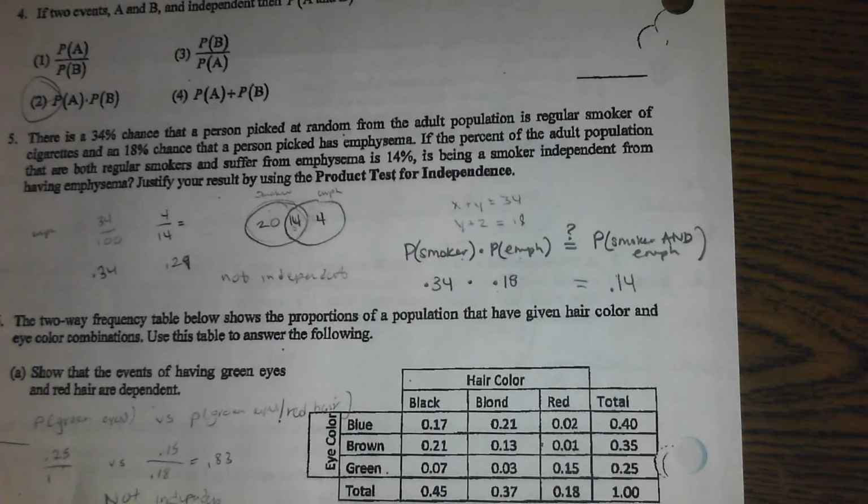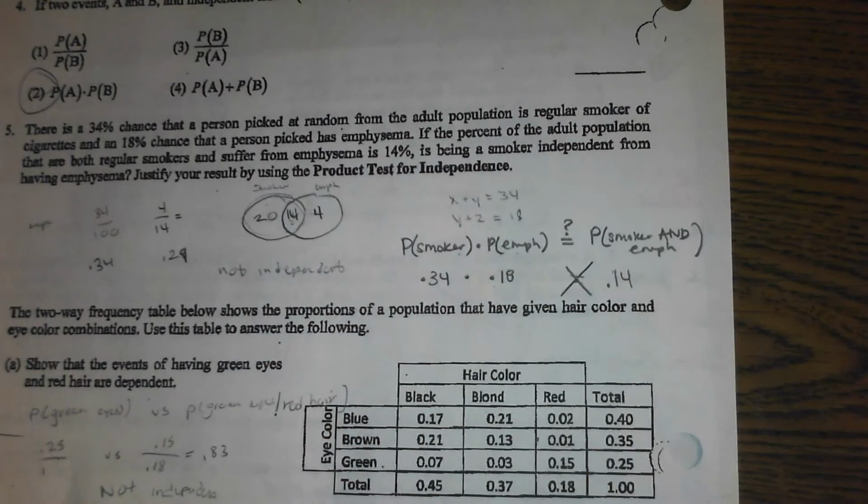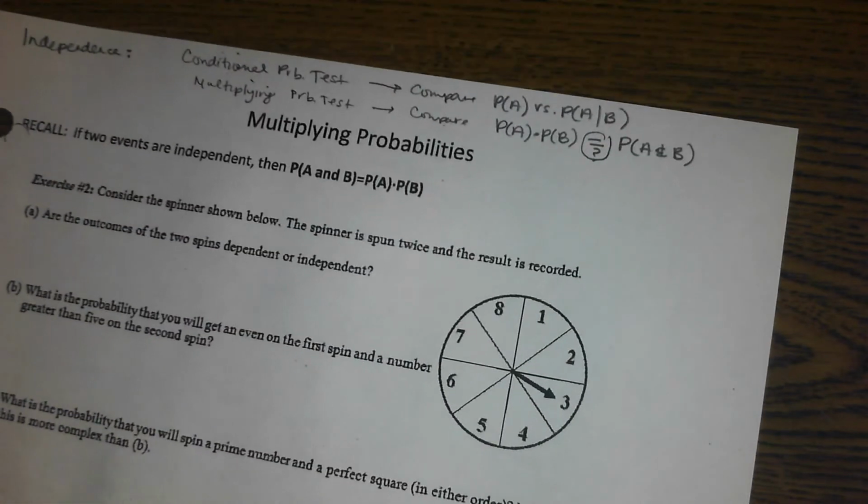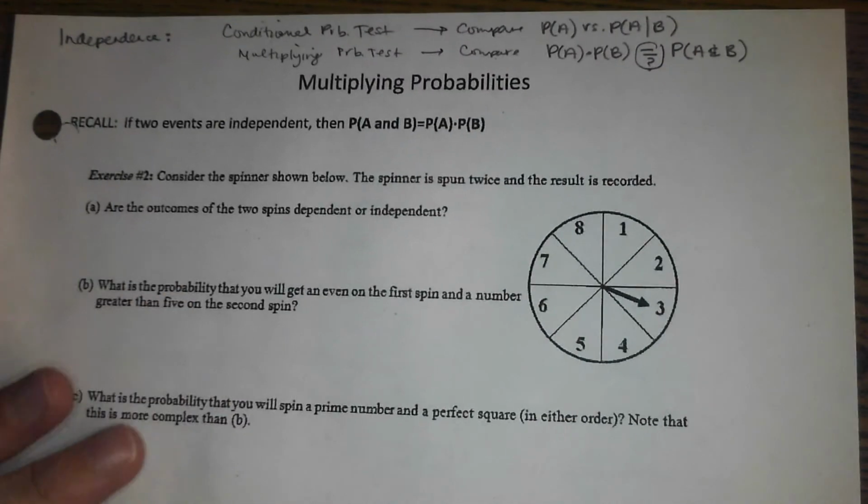Just by the nature of what you know health-wise about smoking and emphysema, it's pretty obvious that they're not going to be independent events, right? There is something about smoking that correlates with emphysema. We all get that. So they won't be equal, and if they're not equal, they're not independent, which implies that there's a correlation or causation thing going on.